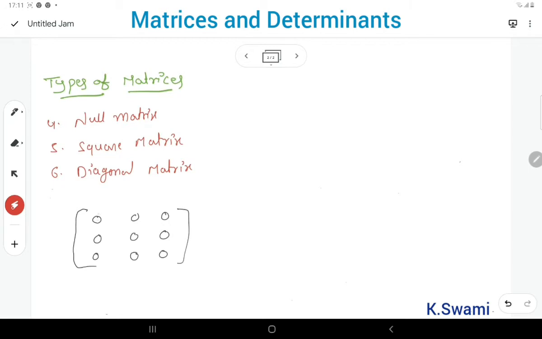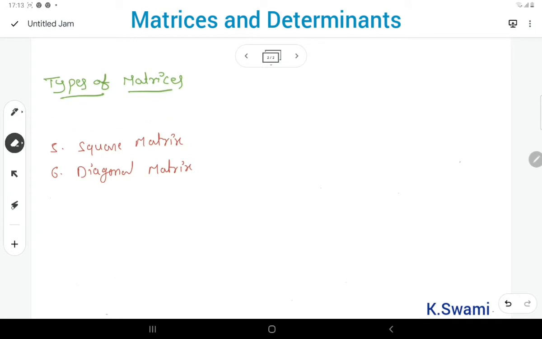So for example, capital A equal to 0 0 0 0 0 0 0 0 0. So each and every element is equal to 0. This is called the null matrix. Another example is B equal to 0 0 0 0 0 0. Each and every element is equal to 0. This matrix is called the null matrix.